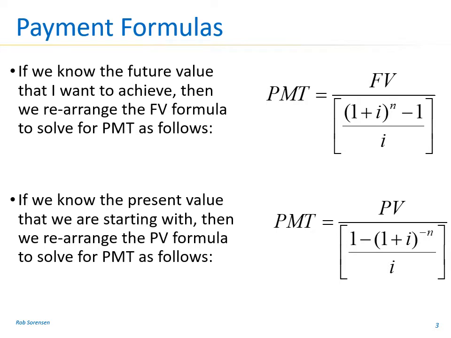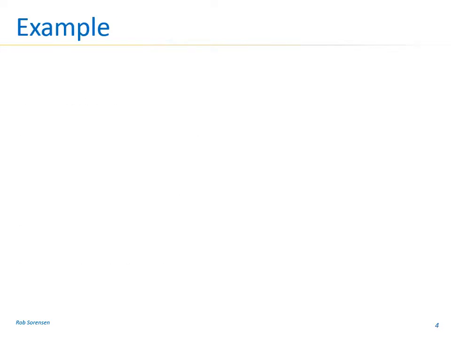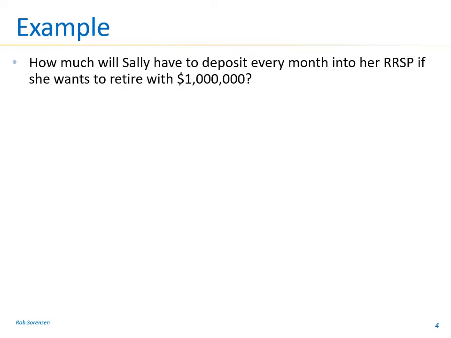Let's see how those formulas work. All right, let's have a look at a couple examples here. First one I'm going to look at for you is a retirement one. Sally wants to have some money in her retirement account when she retires. RRSP, by the way, stands for Registered Retirement Savings Plan, if you haven't seen that before. So how much is she going to have to deposit every month into that savings account or that retirement plan if she wants to retire with $1 million?